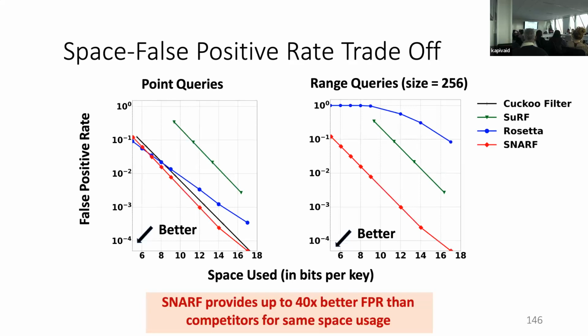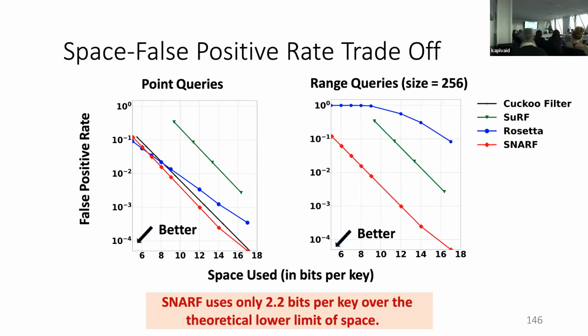Now, this is how SNARF performs. SNARF is able to do slightly better than cuckoo filters, and it's able to maintain the same performance for range queries as well. Overall, SNARF is able to give 40x better false positive rate than SuRF and Rosetta. SNARF was able to do this because we kept space efficiency in mind while designing it. Both the function as well as the storage of the mapped values was constructed in a way which was space optimal. So that's why it's able to perform so well on this particular trade-off.